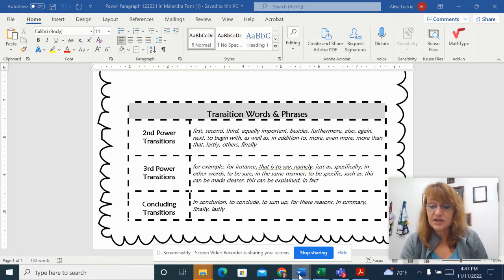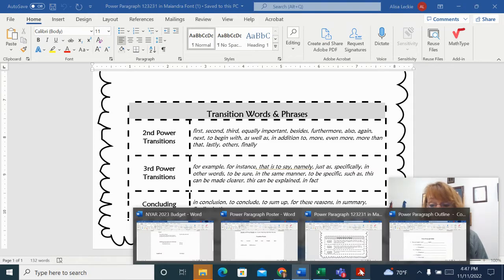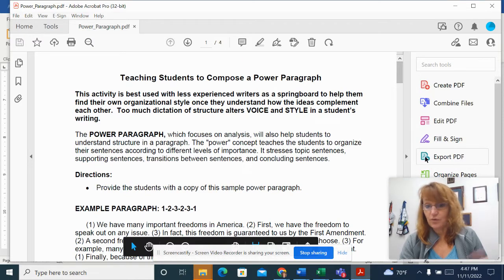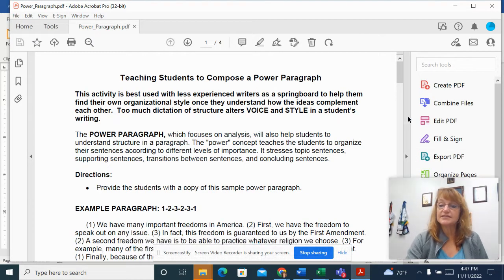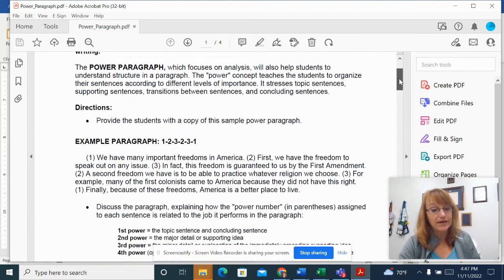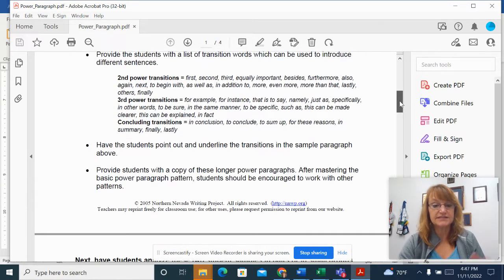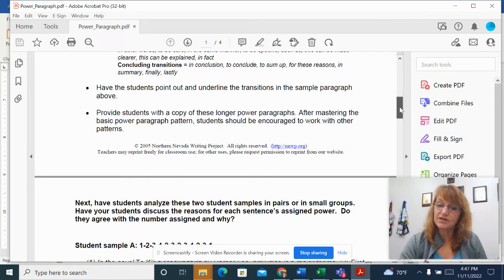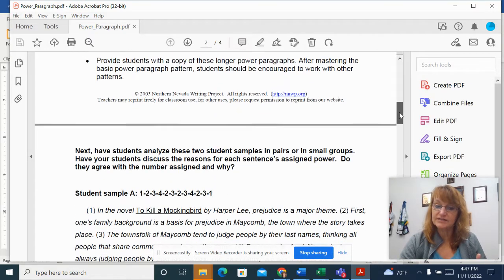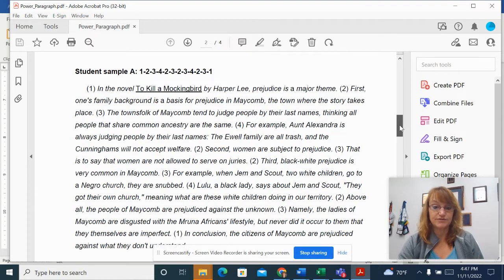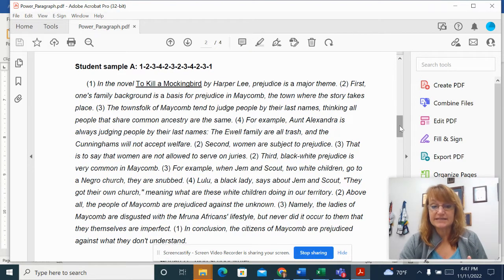And then the last document I want to share with you is actually this PDF. So you know what you're getting from me: again, some more description of what power paragraphs are, how they're organized, some more transitions. But the nice part about this document that you might think about integrating into instruction are the student samples, so that they can identify the different types of sentences that are in these paragraphs.